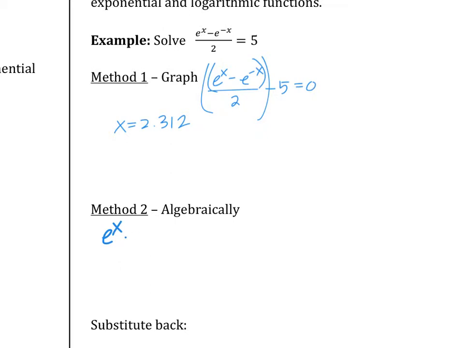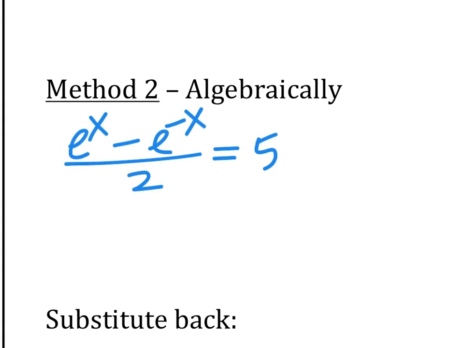e to the x minus e to the minus x over 2 equals 5. All right, what should we do first? Multiply by 2. e to the x minus e to the minus x equals 10. No, we can't distribute natural log, so we can't solve this. So now is a tricky thing.